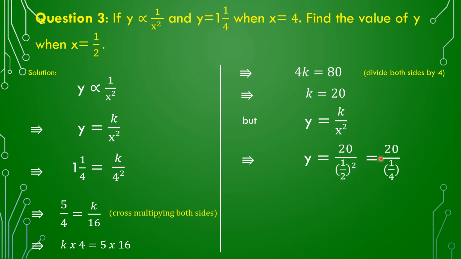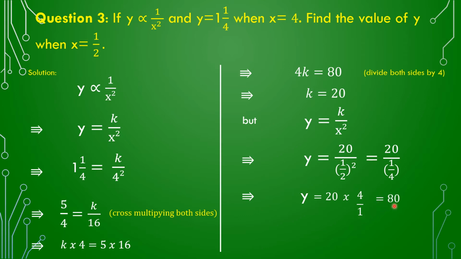Going further, this is now equal to 20 divided by 1/4, because 1/2 squared means 1/2 times 1/2. So 1 times 1 is 1, and 2 times 2 is 4. That is how we got 1/4. Going further, y is equal to 20 times, because we are taking this denominator up, it will now change to times 4/1.